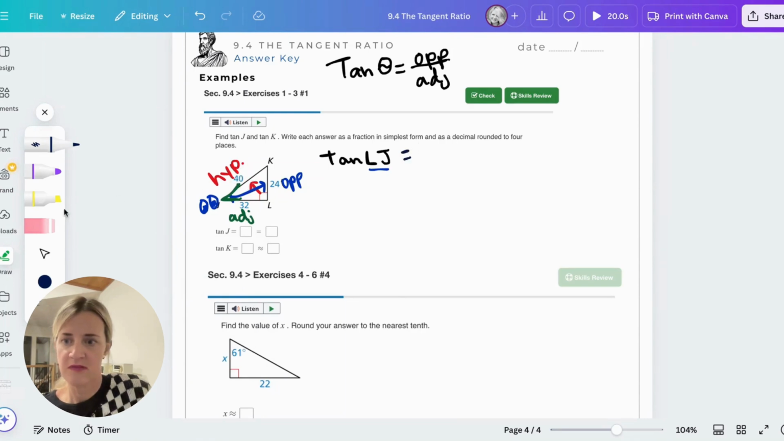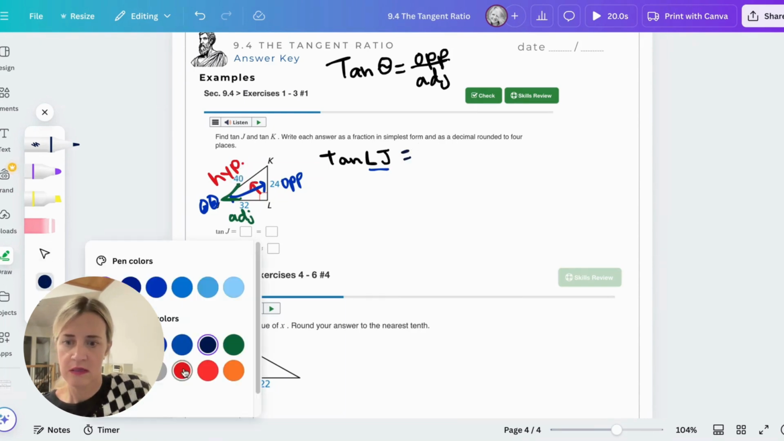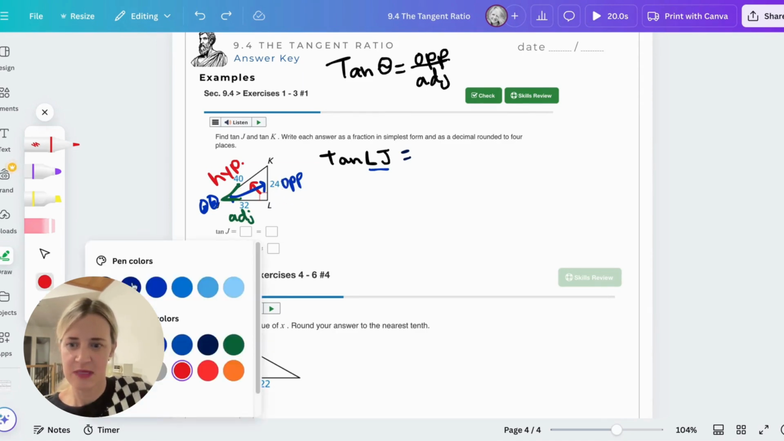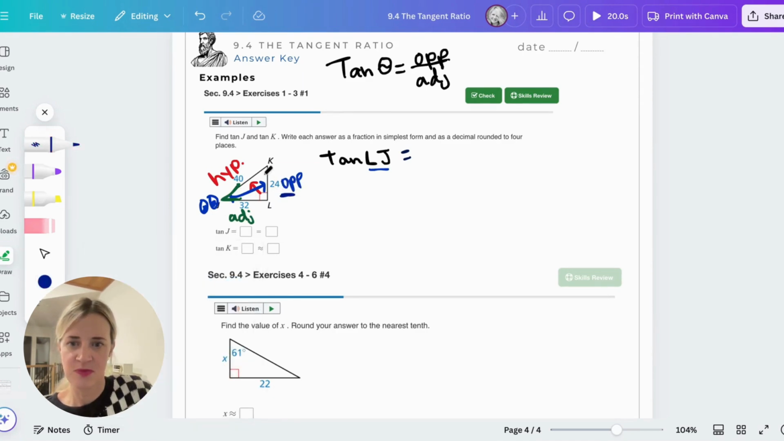So then filling this out, the tangent of angle J is going to equal the opposite side, which is 40 over, hopefully you guys caught me on that one, not 40. Opposite side. Which one's the opposite side? The opposite side's here. The red one, it's the blue one. Opposite side is this one. So the opposite side was 24 over the adjacent side, which was 32.